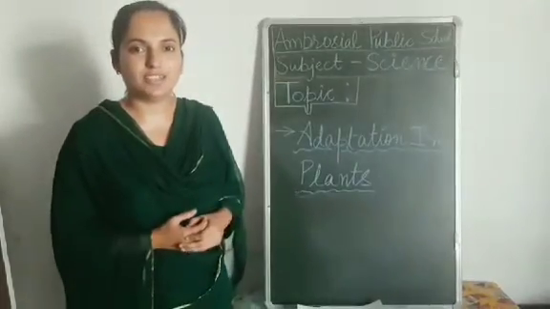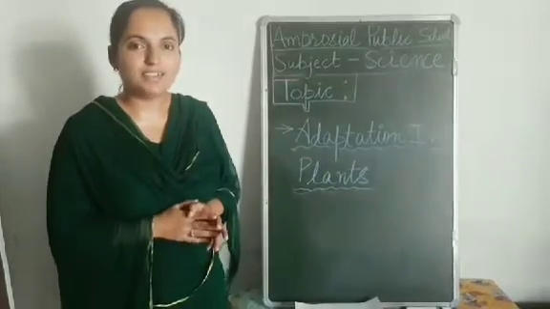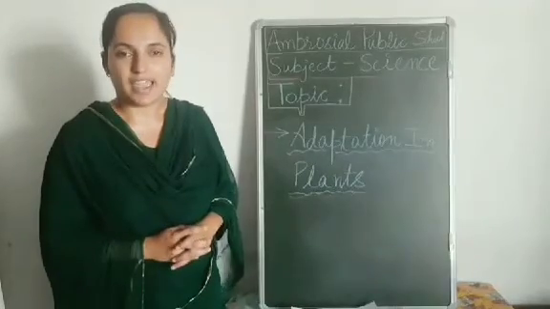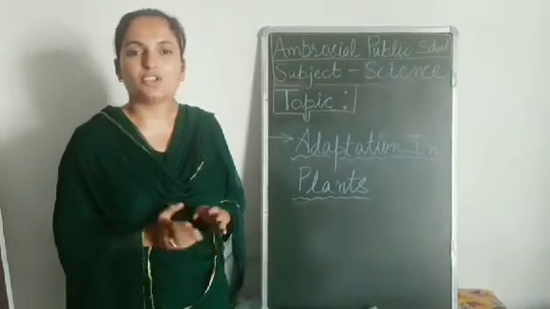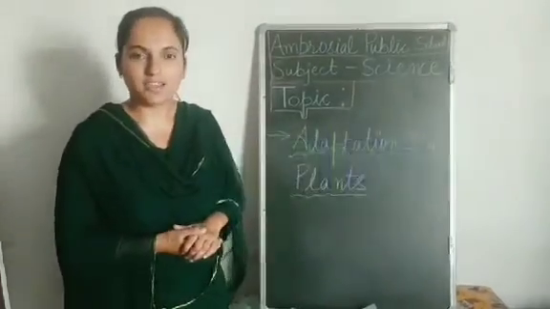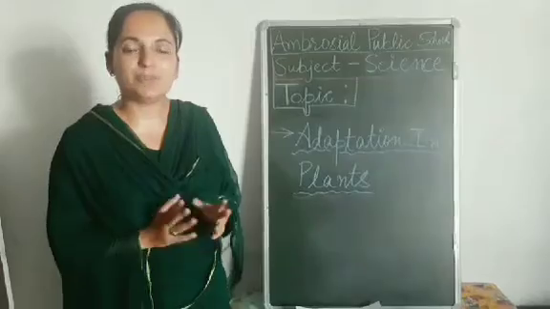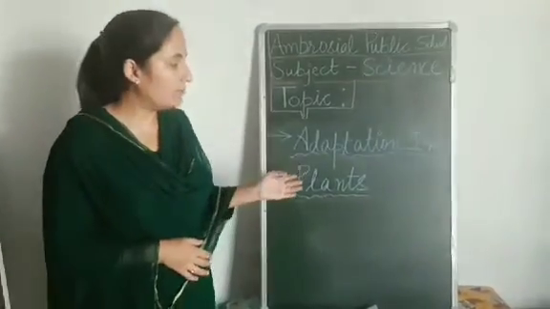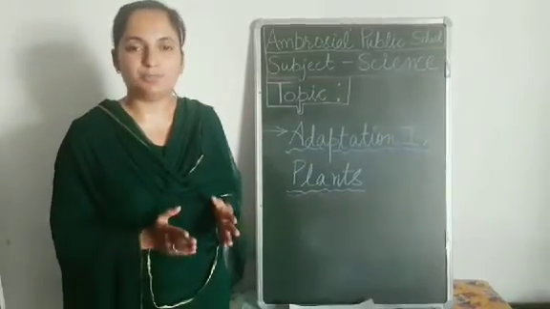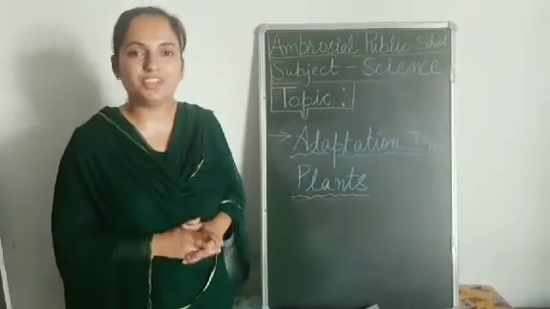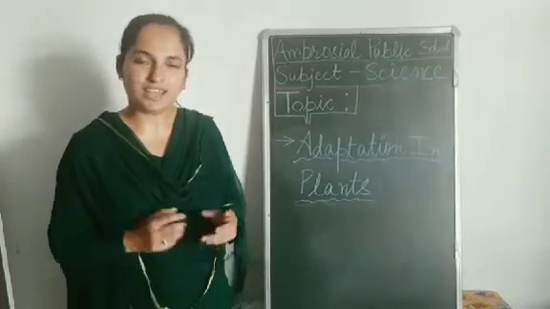We cannot find the lotus flower in desert. We can find these plants in their specific regions, and the specific region in which these plants are found is called their habitat. And the special features a plant grows to survive in a specific habitat is called adaptation. So, our today's topic is adaptation in plants, and specifically we are going to discuss adaptation in plants growing on land. So, let's start.